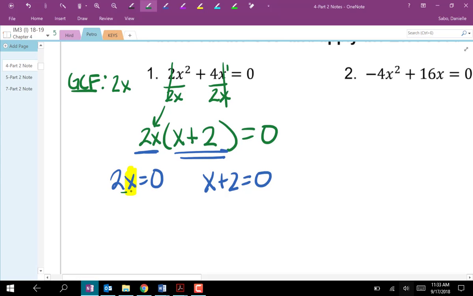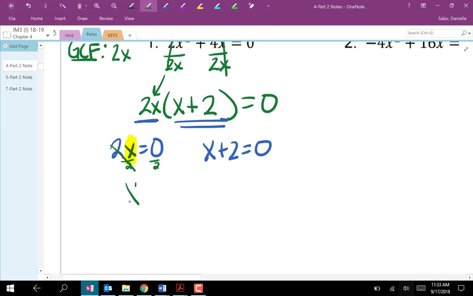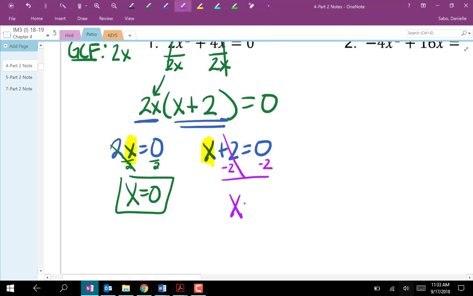Yeah, divide by 2. So now we're going back to algebra, guys. We're not really working with graphs as much as we did. So x is 0 is one of my solutions. Okay, now what do I do for this next guy? How do I get him by himself? Yeah, I subtract 2 from both sides. It goes away, and I get x equals negative 2.